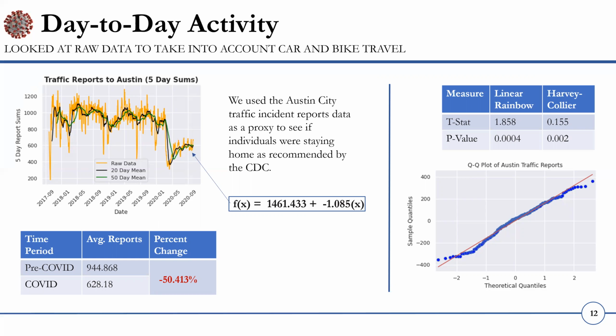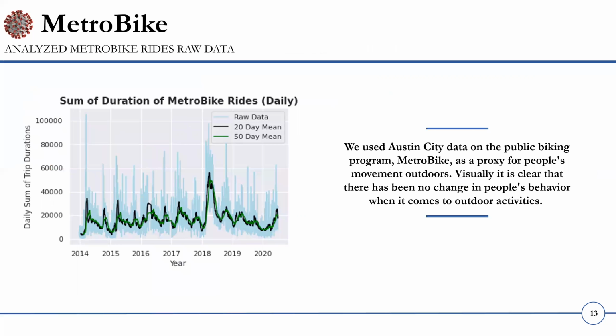For completeness, we then created a linear regression modeling into the future and saw that generally it was a flat slope. And then again, we verified our linear assumptions using residuals and the linear rainbow and Harvey-Kohler tests. Next, we also used raw data from the city of Austin to analyze Metro Bike Rides, a public biking program, and we believe this is a good proxy for people's movement outdoors in addition to the car traffic Alex mentioned earlier.